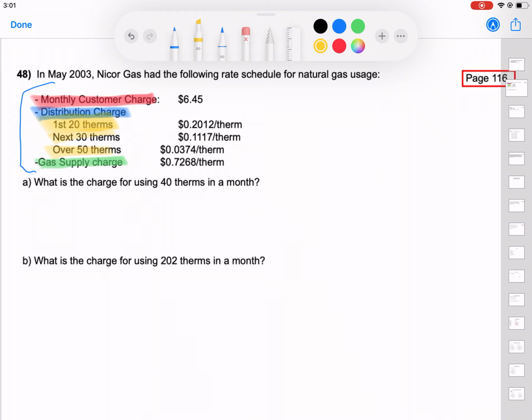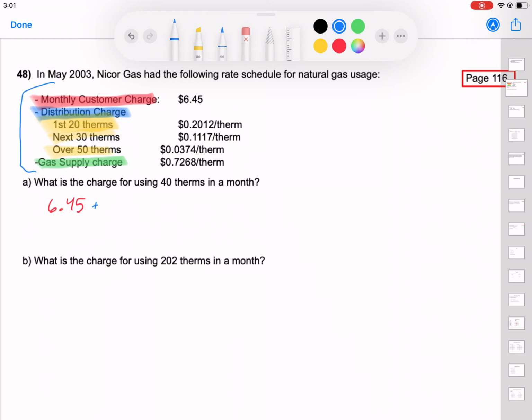We're first going to just make sure we actually understand how this schedule works. So I'm going to match the colors when I write them down. So we're going to go ahead and find the charge for using just 40 therms, assuming I use 40 therms this month. So you start with the monthly customer charge. So I'm doing that in red, $6.45. In blue, I'll do the distribution charges.